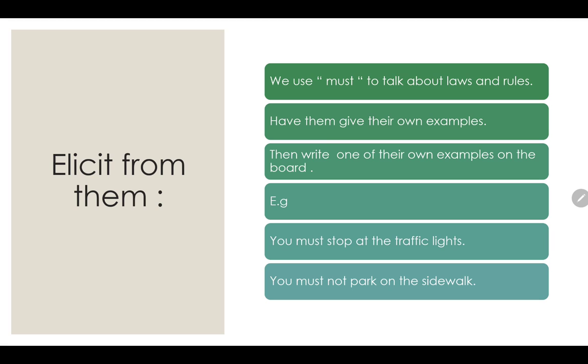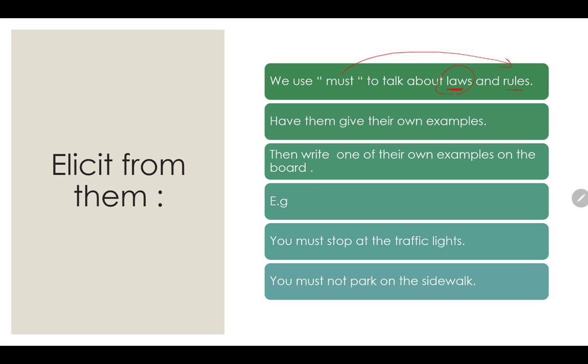Now you can elicit from them some information about this verb. They may say, teacher, we use must to talk about laws and rules. Rules at school, in a hostel, at the museum, in the street. Okay, so we relate must to rules or laws. Have them give their own examples.